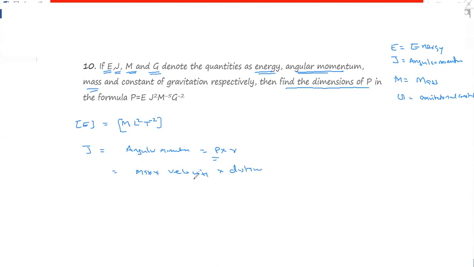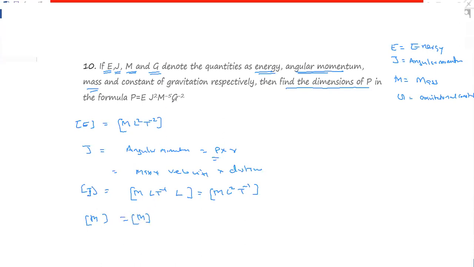Clear, right? So what is the dimension of J? Mass is M and velocity is L T raised to minus 1. Distance is L. Clear? So it is equal to M L square T raised to minus 1. M L square T raised to minus 1 is the dimension of J. And M is the mass, right? Dimension of mass equal to M.